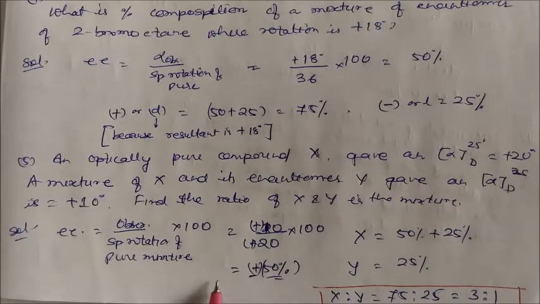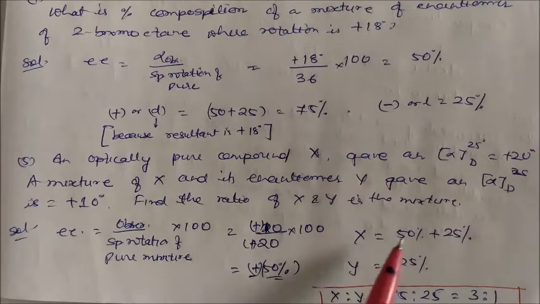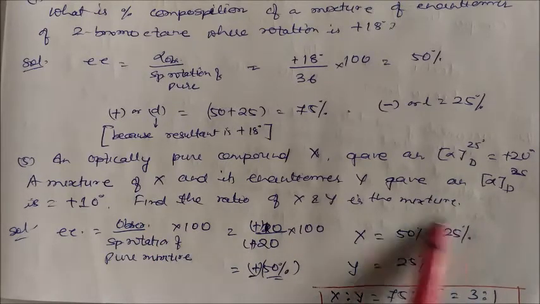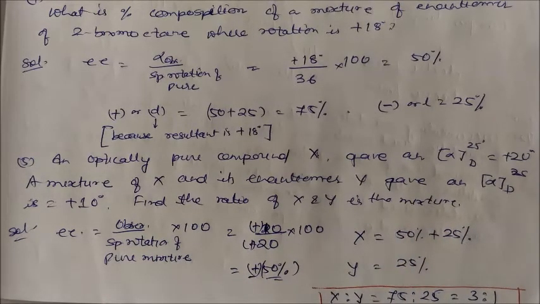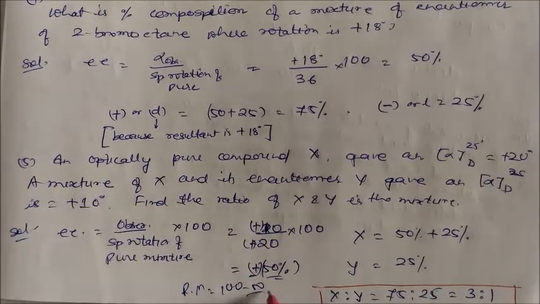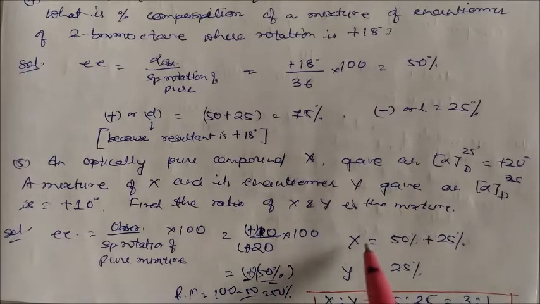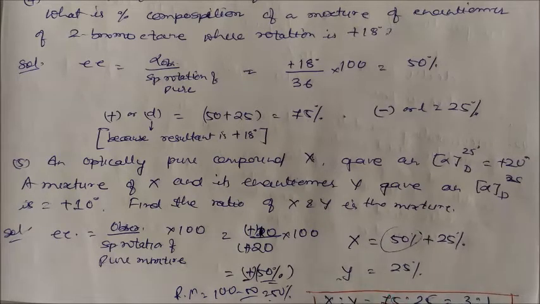So what is the whole contribution? The resultant mixture is plus 10, so X will be 50 plus 25. The racemic mixture will be 100 minus 50, so this becomes 50%. So 50 divided by 2 is 25. Add 25 to this 50, you will get the X mixture as 75 and the Y mixture as 25. So the ratio will be 3:1.